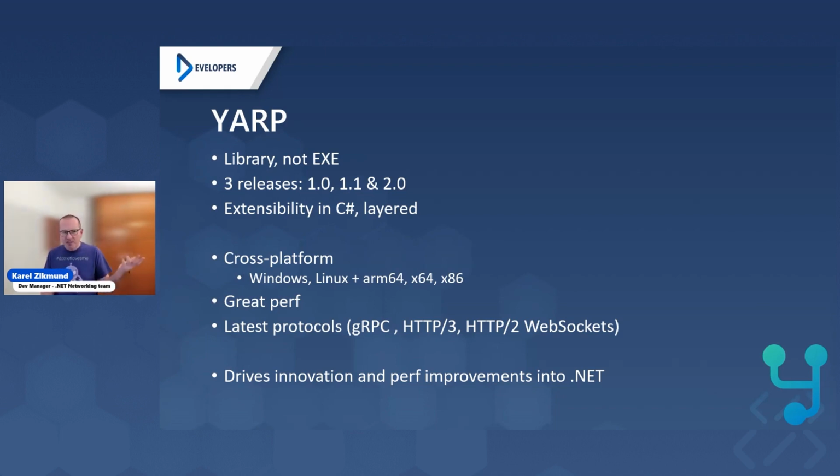Right now, we have three releases, 1.0 to 2.0, and as I mentioned, extensibility in C#. We have seen that. We are designed layered, so there's a bunch of layers. You can actually use two types. Either you have the default route, where you have routing and health checks, then you have things like transforms and whatnot, and then you eventually issue the request somewhere else. So there's basically a pipeline that you can follow.